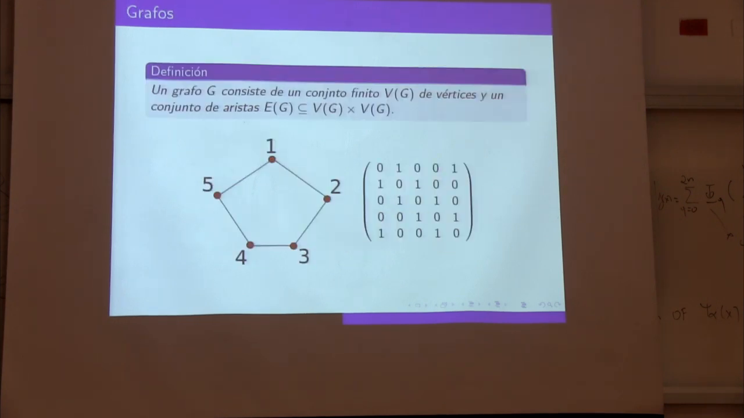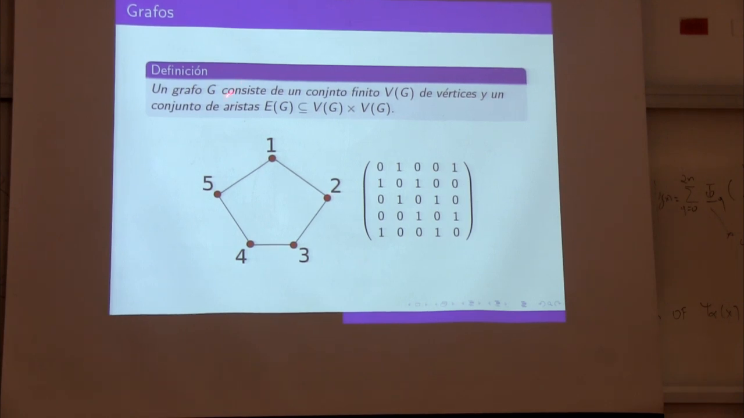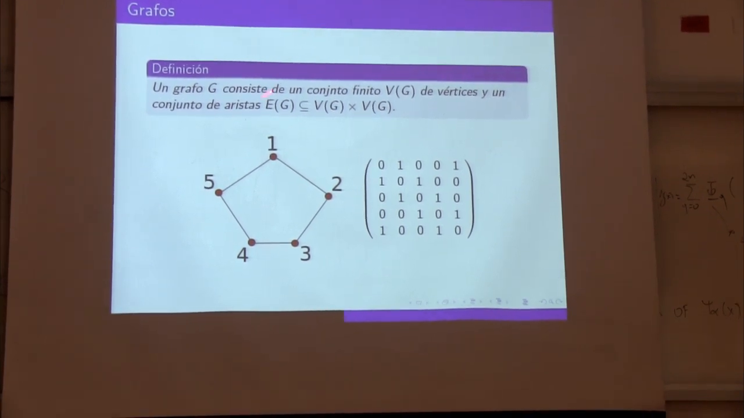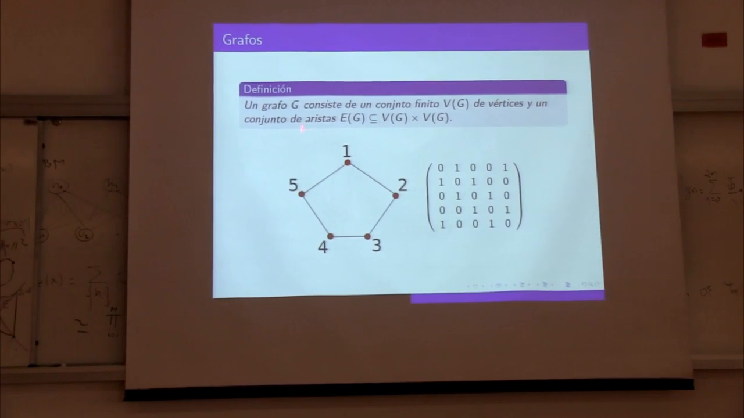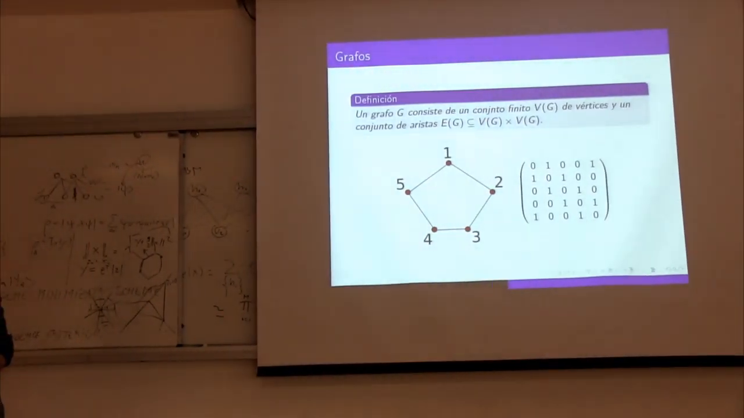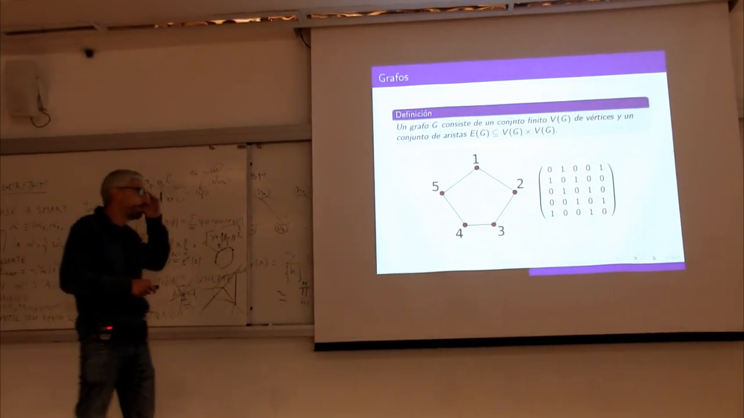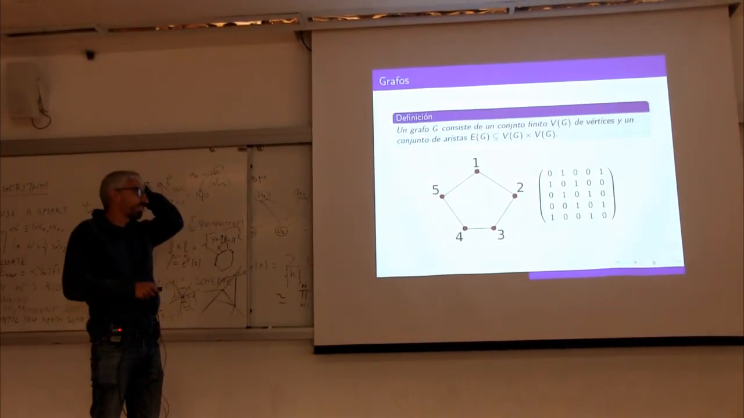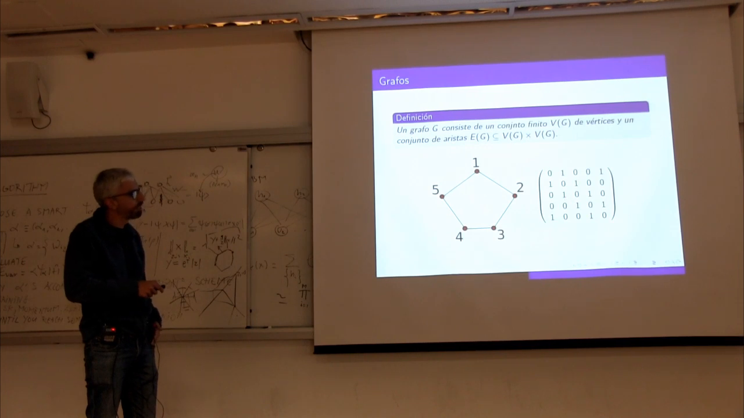Okay, so let's begin with graphs. So what's a graph? Throughout the talk, what's the formal definition of graph? A graph consists of a finite set of vertices and a collection of edges, which is just a subset of vertices times vertices. However, in practice, the way one thinks of a graph is through these two completely equivalent representations.